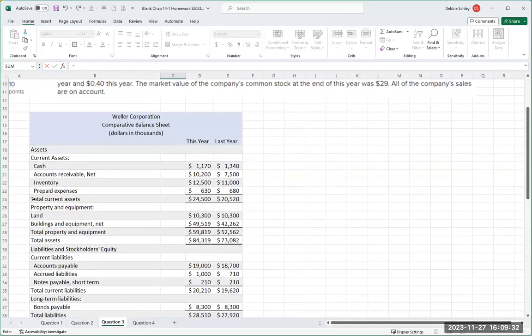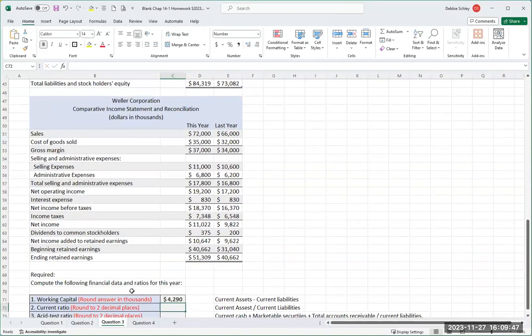So total current assets minus total current liabilities right there. And that is working capital. Current assets minus current liabilities.